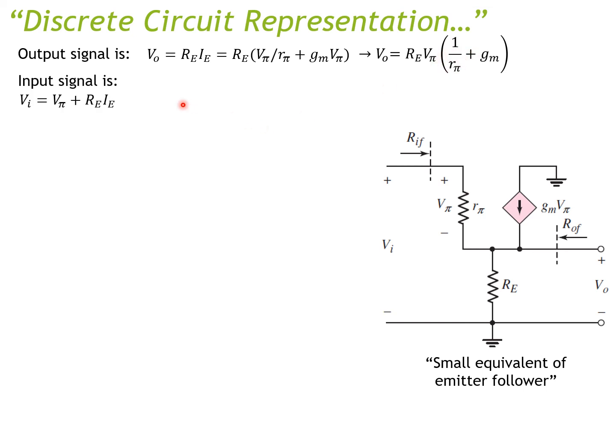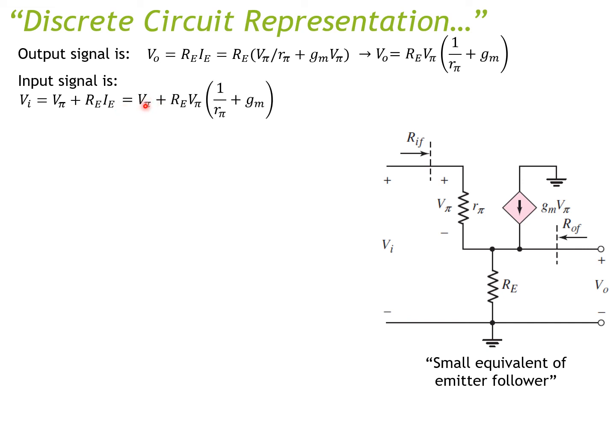Now the input signal. Let's start with this loop first. You do the loop analysis, and the input signal is going to be equal to V pi, right, plus VO, or you can use directly RE multiplied by IE. You know this term already from this equation here. So technically, just plug the whole thing in.